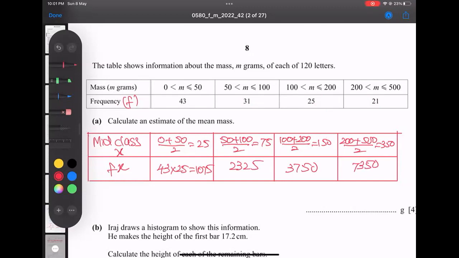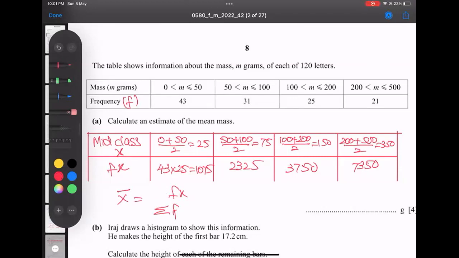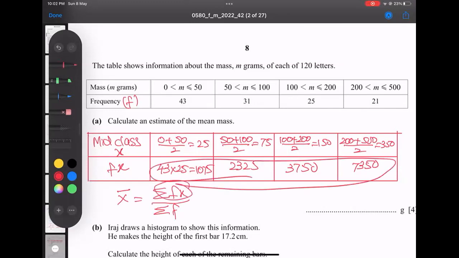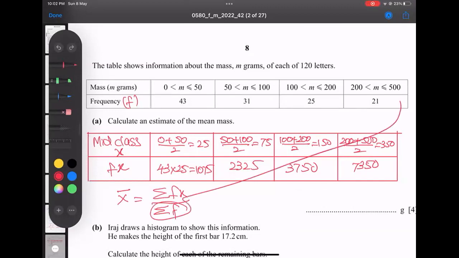And what is the mean formula? Represent sometimes X bar. So sigma Fx over sigma F. So actually, what is the planning behind? Sigma stands for sum. So I will add. Add what? Sigma F. So I'm adding this column all in the numerator. And sigma F means adding all in the denominator, which I know is 120. So I think it's clear.